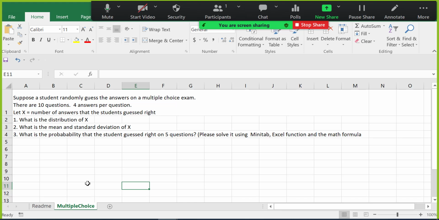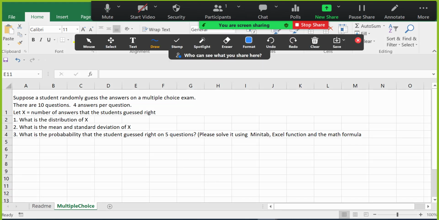Yeah, 25%, right? So X follows a binomial distribution, right? What is N, what is P? Two parameters define the binomial. What is N here? 10, the 10 questions, I try 10 times, 10 trials. The probability of success of each trial is 0.25, right?